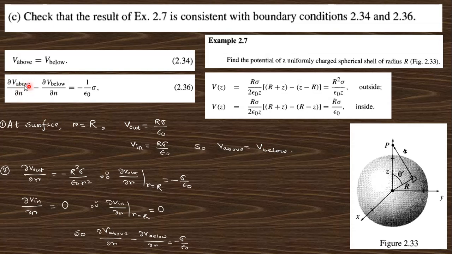And the next condition, the derivative: if you differentiate with respect to r, you will get minus R squared by sigma by epsilon naught small r squared, so at the surface this will be minus sigma by epsilon naught. Similarly, the inside potential is a constant, there is no variable r, so this will be 0, so their difference will be minus sigma by epsilon naught, which satisfies this condition. Okay, so in this example you take this potential and satisfy these two conditions. Go to the next question.